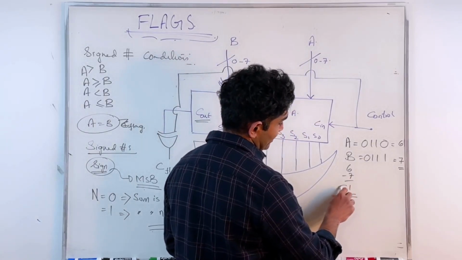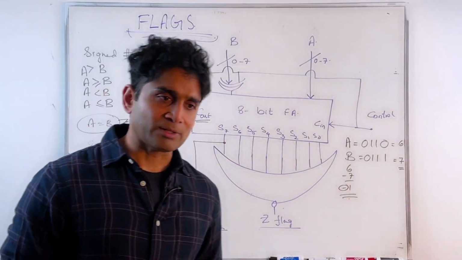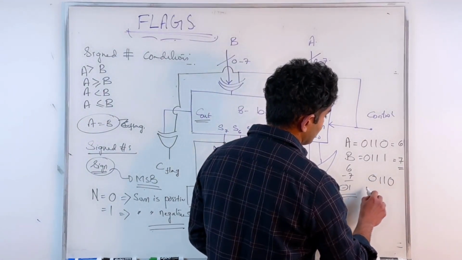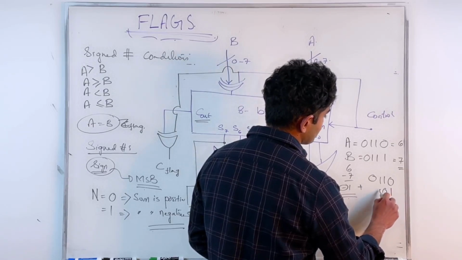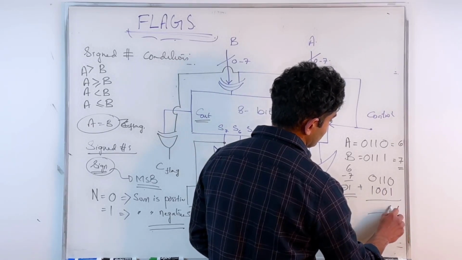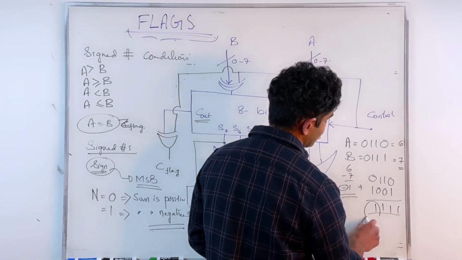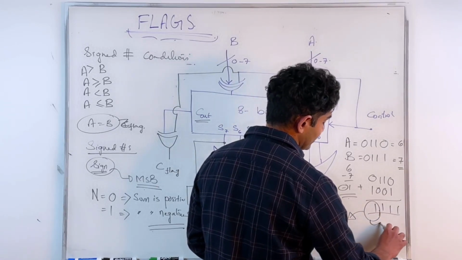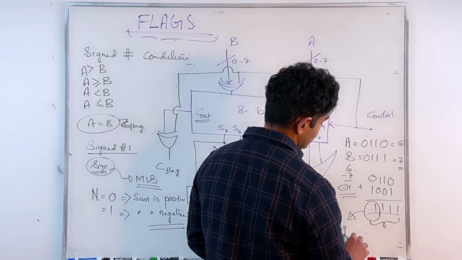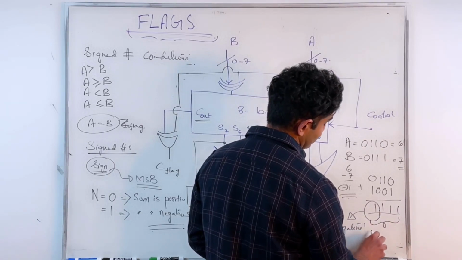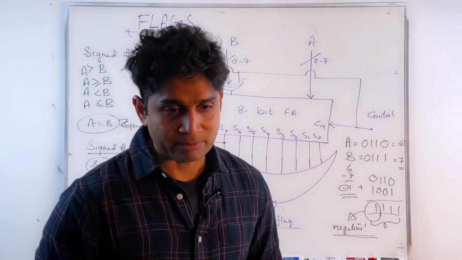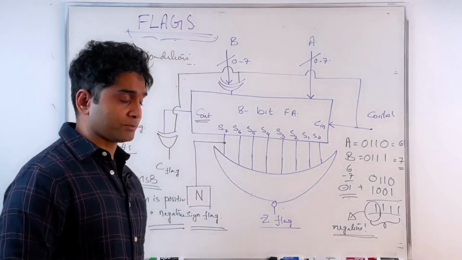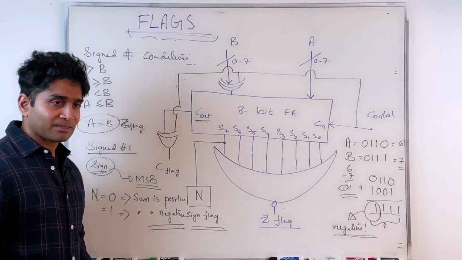That means I can look at the negative sign now and make a decision if A is less than B or A is larger than B. Let's see what happens here. 0, 1, 1, 0, adding that to 1, 0, 0, 1, I get 1, 1, 1, 1. My most significant bit here is a 1. That indicates that whatever answer I got here is a negative answer. So good. It looks like our N flag works. I can use my N flag to check the condition of whether A is larger than B or A is less than B.